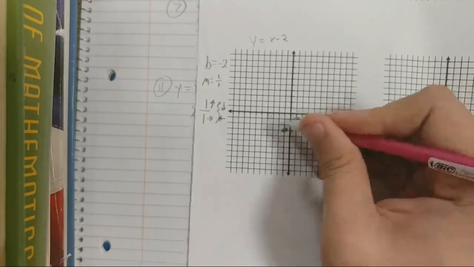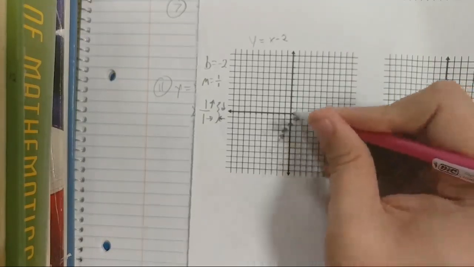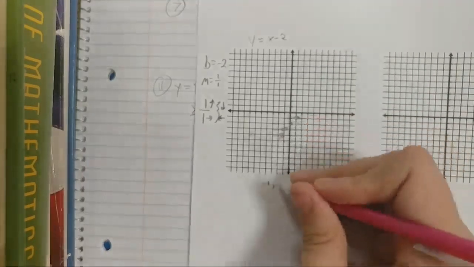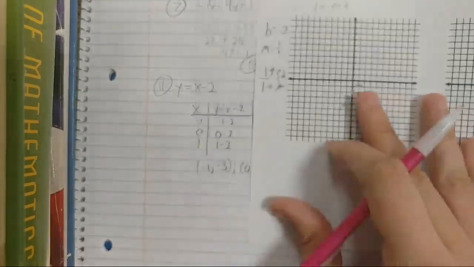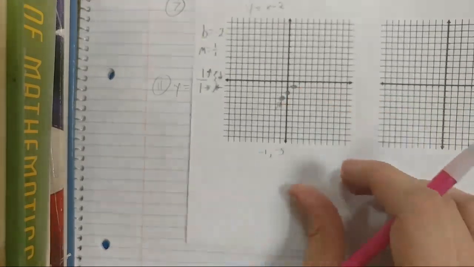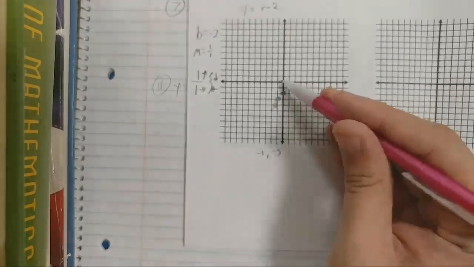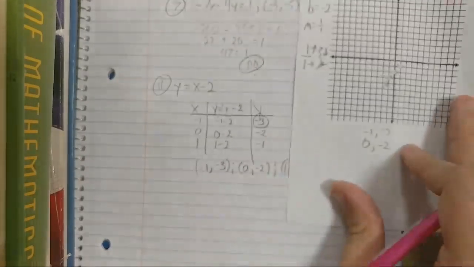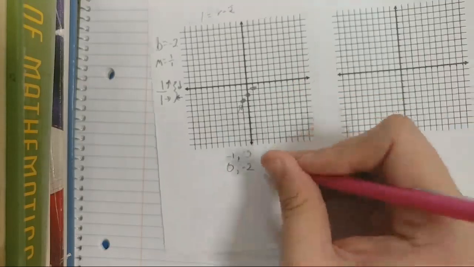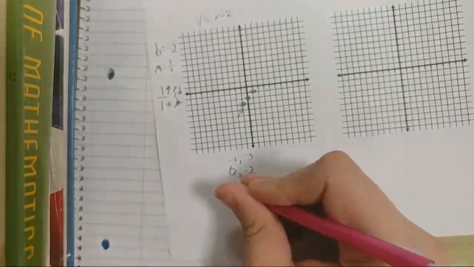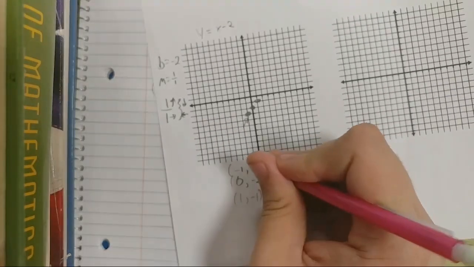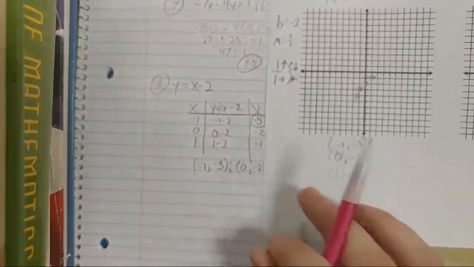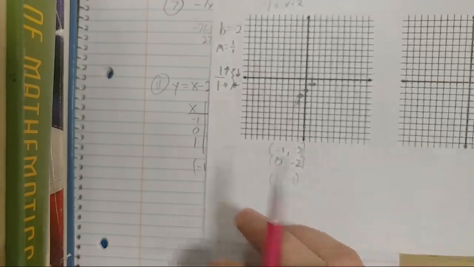Well, let's look at this point. This point right here is negative 1 comma, and we go 3 down, negative 3. Well, that should look familiar. This one in the middle, our y-intercept, is 0 comma negative 2. Well, look at that, that looks familiar. And this is 1 comma negative 1. So I hope you understand that graphing with a table and graphing with y equals mx plus b is the same thing. It's a preference, honestly, whatever you like to do.